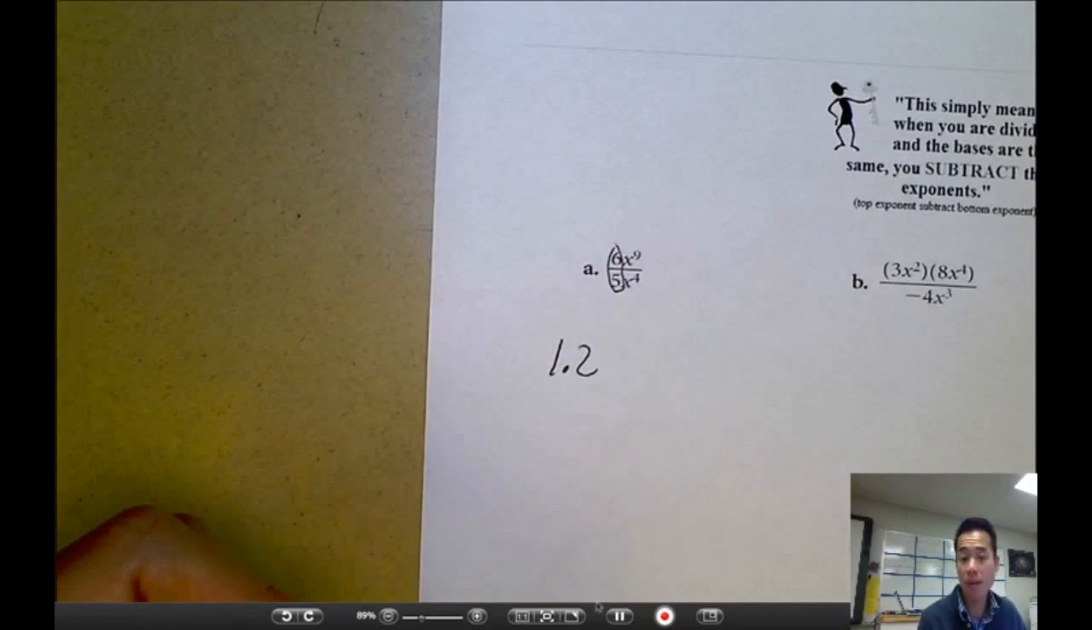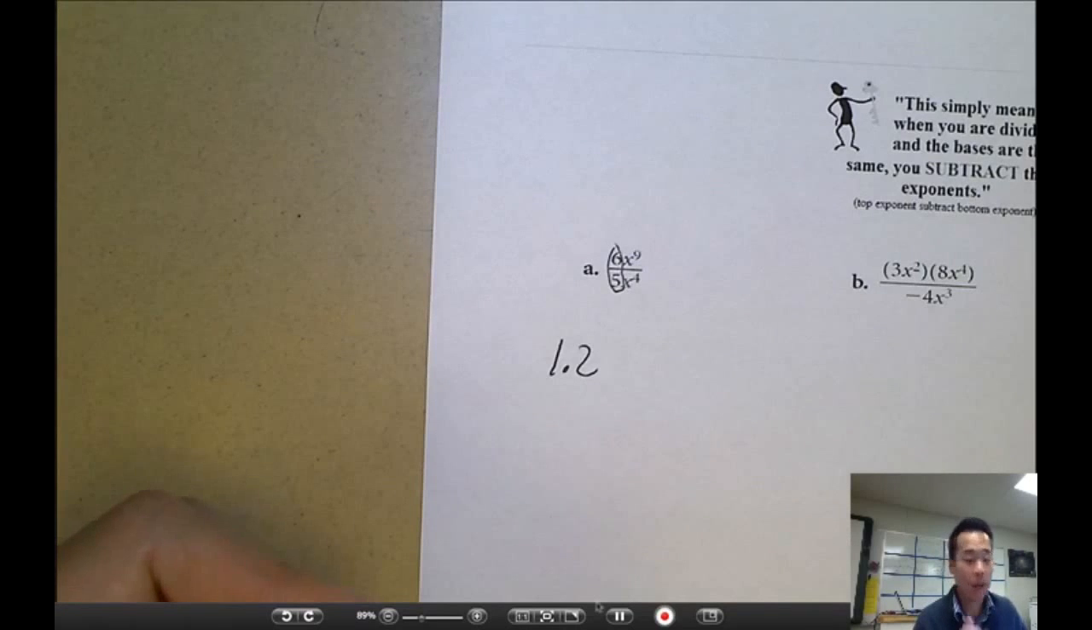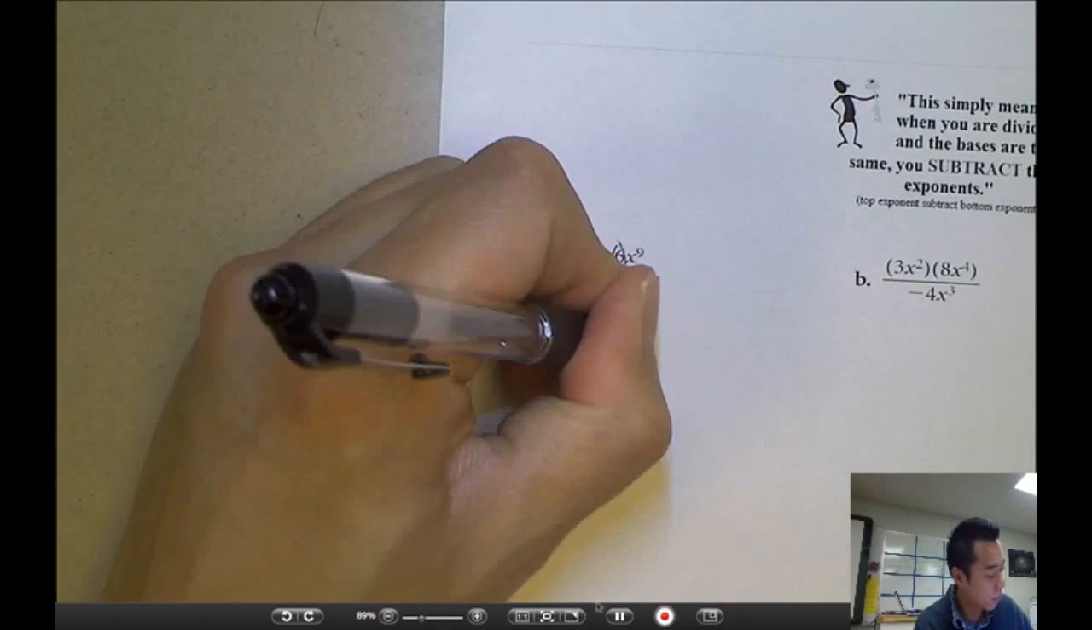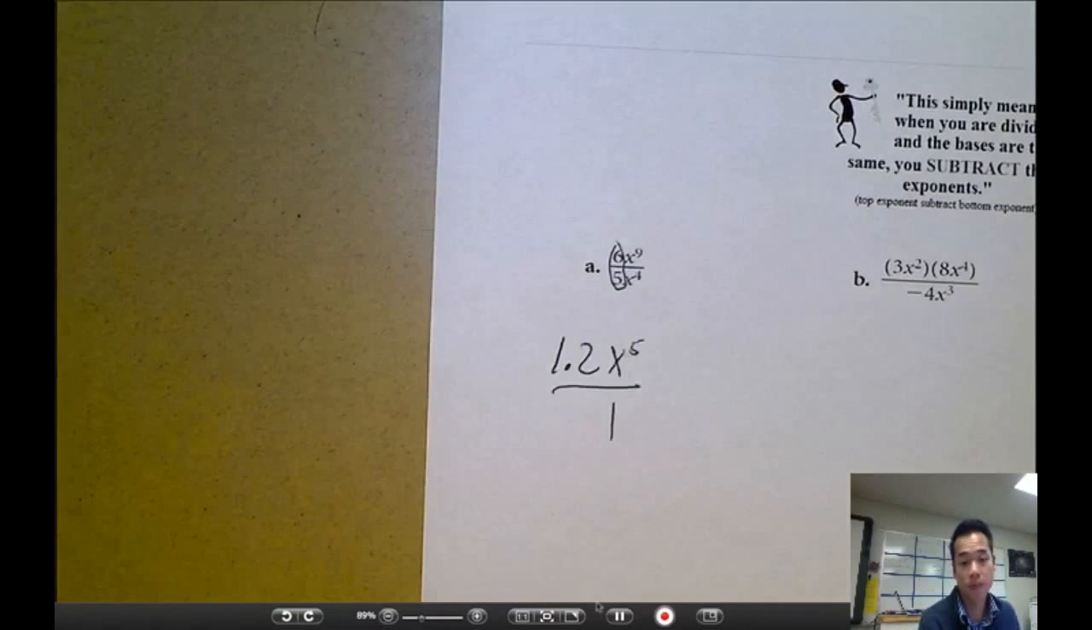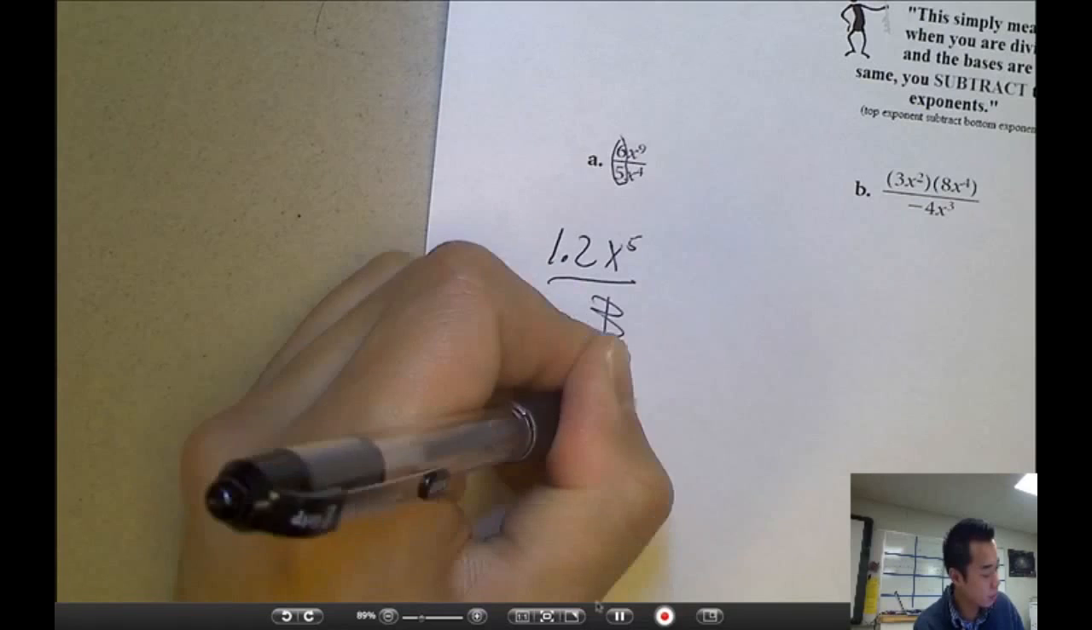I know that they're both the same base of x. Yes, you can write out x to the 9th at the top and then x to the 4th on the bottom, and then start canceling out. All you have left is x to the 5th over 1. But really, we don't have to write this 1. Our final solution would be just x to the 5th.